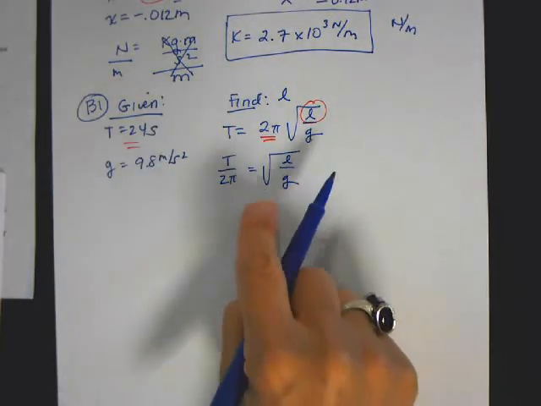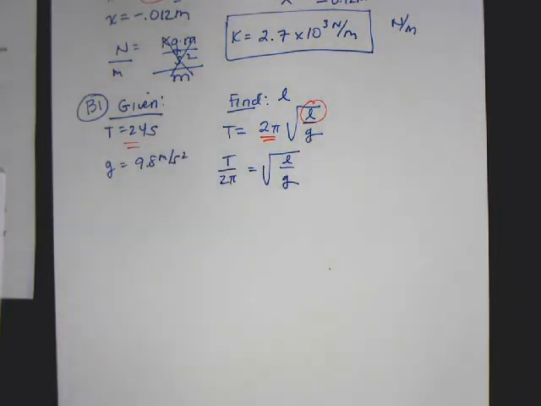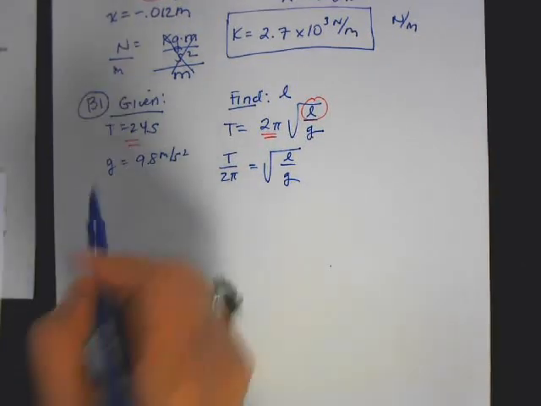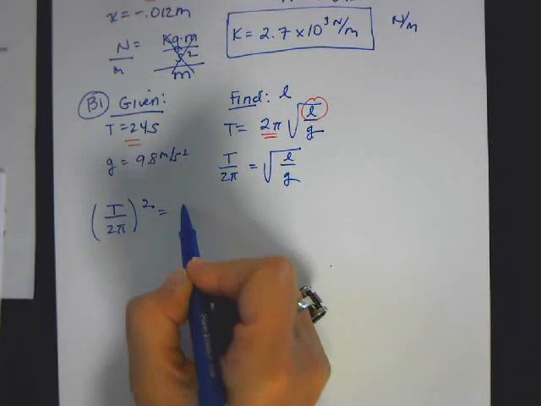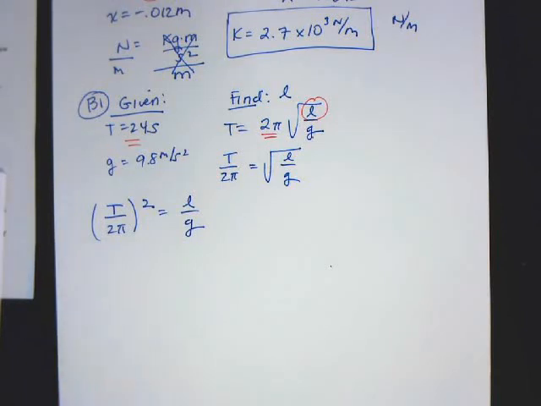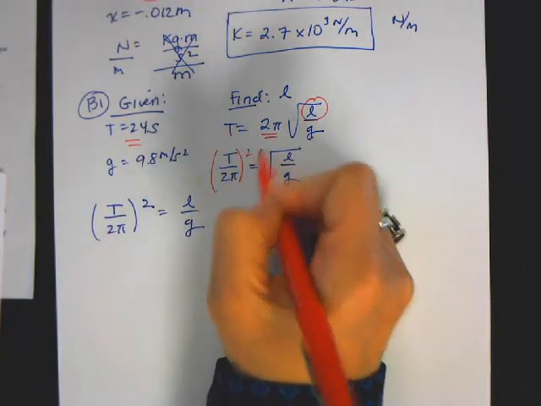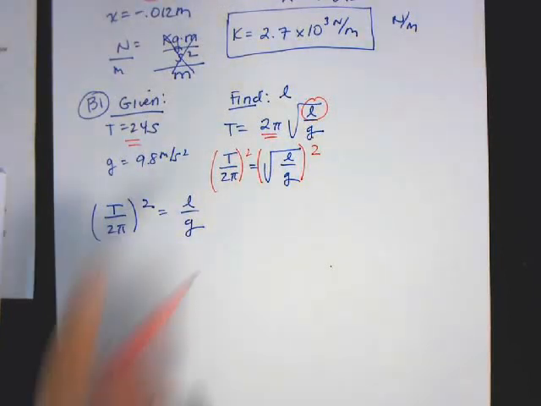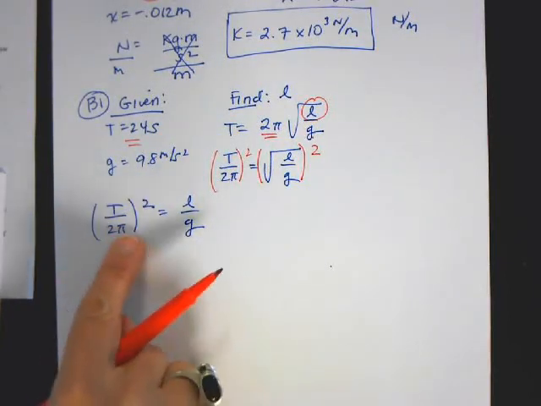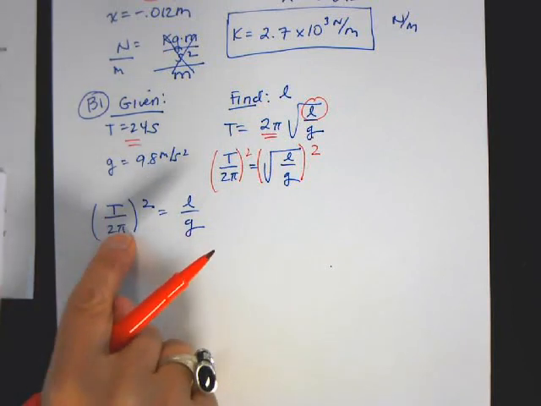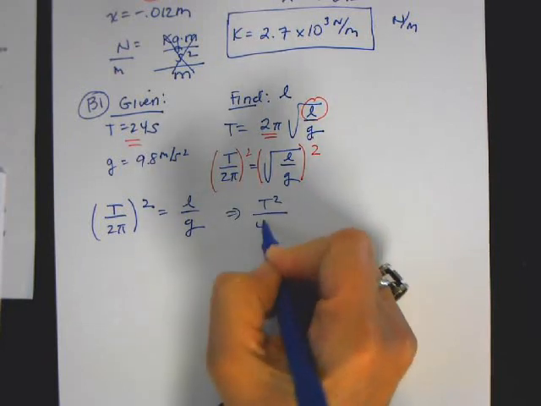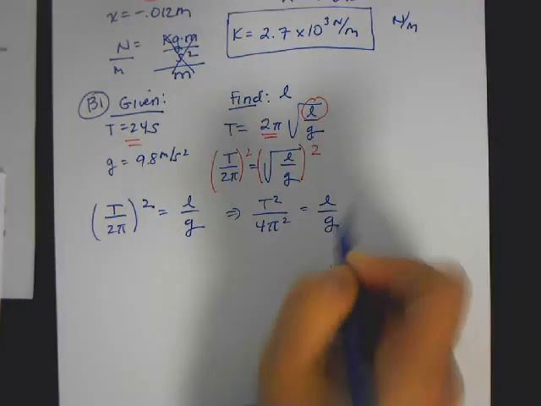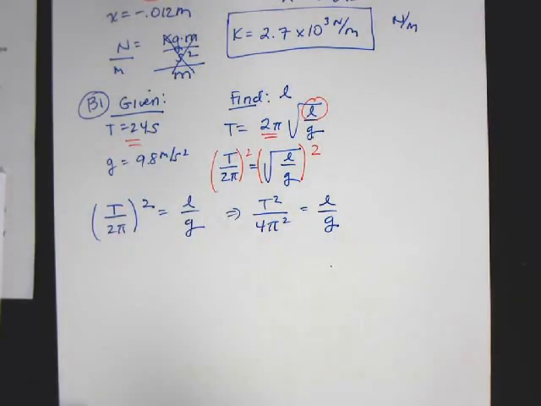Now I want to get rid of the radical, so I want to square both sides. So I'm going to say that T divided by 2 pi, squared, is equal to L over g. Now, this is where people make their most common mistake. When you square this, not only are you squaring the numerator and the denominator, you can't forget about that pi. So that's going to be T squared over 4 pi squared is equal to L over g. And this is where people always make a mistake when you're plugging numbers in or trying to do it on your calculator.